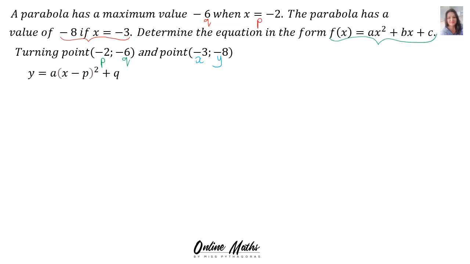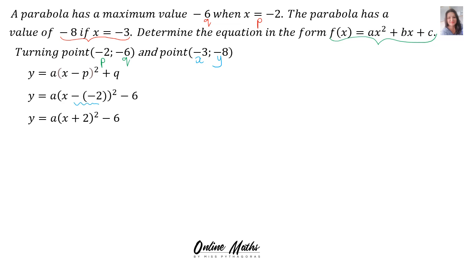y is equal to a bracket x minus p squared plus q. Why this formula? Because this is a type 3. This is the formula that you're going to use when the turning point is given. So we substitute. You use plenty of brackets, especially here on the minus 2 for p's value. And then in q's place, the negative 6. And it becomes y is equal to a bracket x plus 2 squared minus 6.